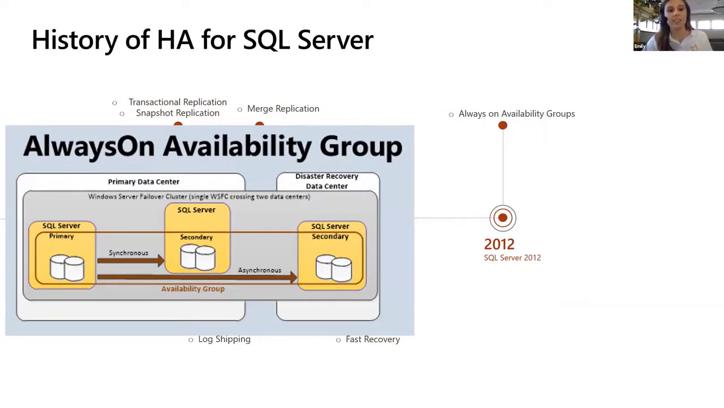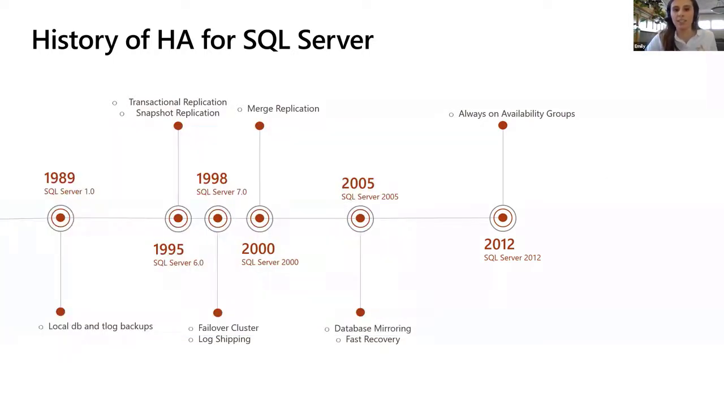The secondaries that exist in an Always On availability group, which can exist locally or in different data centers through synchronous and asynchronous replication, can also be configured to handle read-only workloads. So these secondaries have that high availability value and also that read workload offloading value as well. Now, since these Always On availability groups are what we use today, we didn't just stop there in 2012.